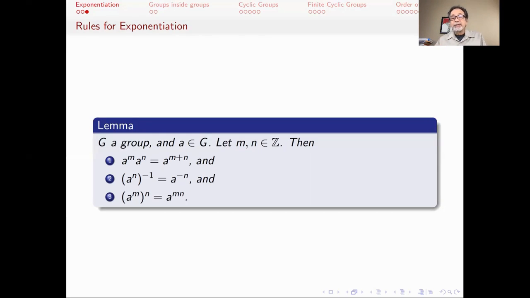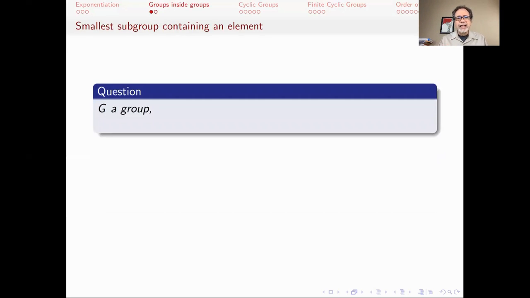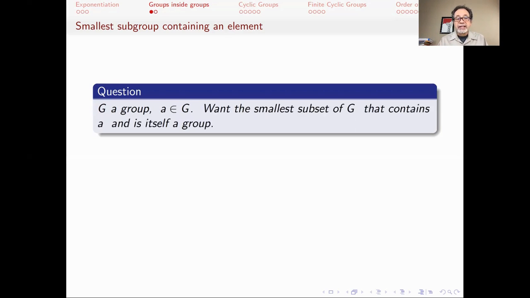The guiding question for this next little section is that you walk into a group, you find your favorite element, you say hello. Inside this group, what other elements do I need to gather together with A to make a group inside that bigger group? A small group within a bigger group is called a subgroup of the bigger group. So what elements do I need? What's the smallest subset of G that contains A and is itself a group? This will be the subgroup of G containing A.